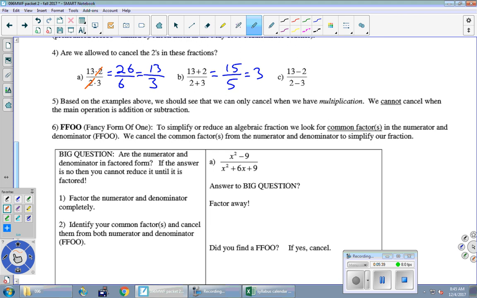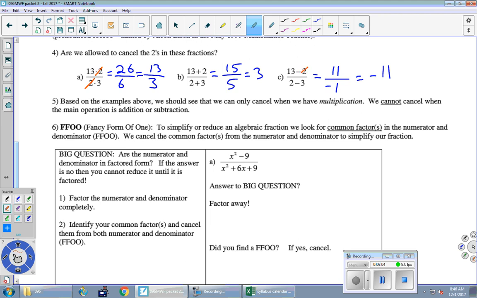Let's try subtraction. Upstairs, 13 minus 2, that's 11. Downstairs is a -1. So the right answer is -11. So we're going to try to cancel those 2's. And if we get -11, then it works. And if we get anything other than -11, then we're not allowed to cancel the 2's. So let's cancel the 2's and see what falls out.